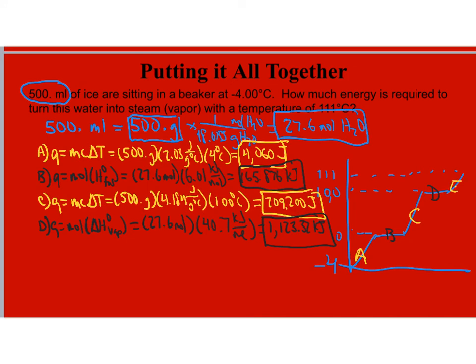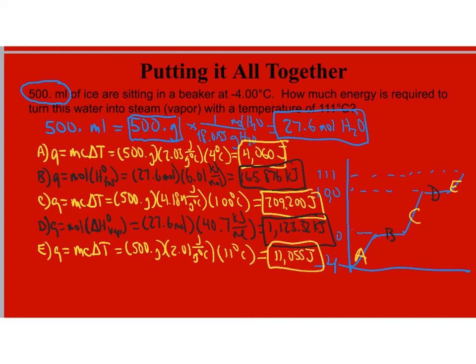And then finally, this last little bit, region E, is another Q equals MC delta T, because we're changing temperature, not phase. So we have 500 grams. This time it's steam, so steam is 2.01 joules per gram degrees C. Change in temperature, this time we're just going up 11 degrees Celsius. When I solve that all out, it's 500 times 2.01 times 11. It is 11,055 joules.